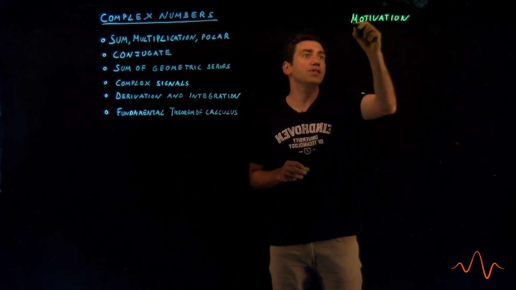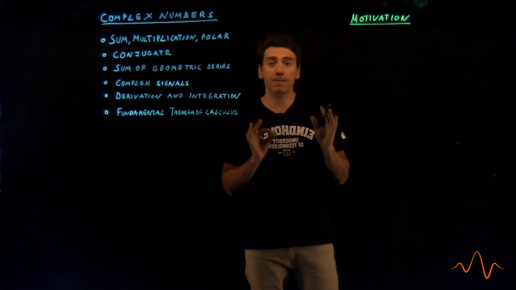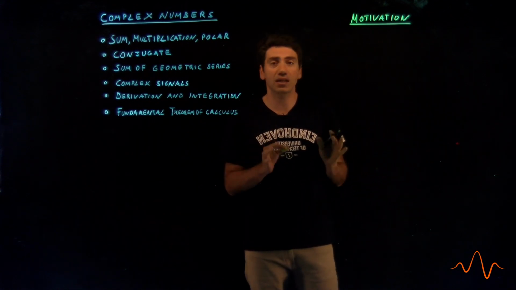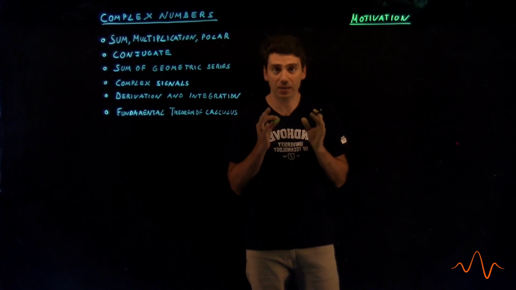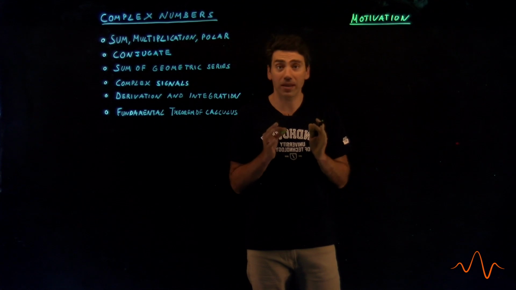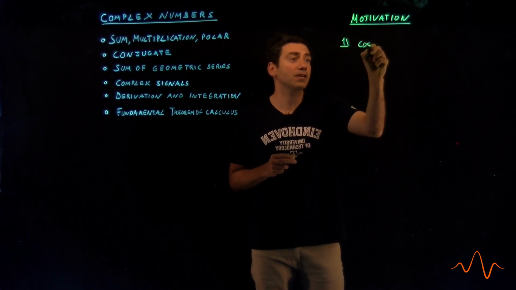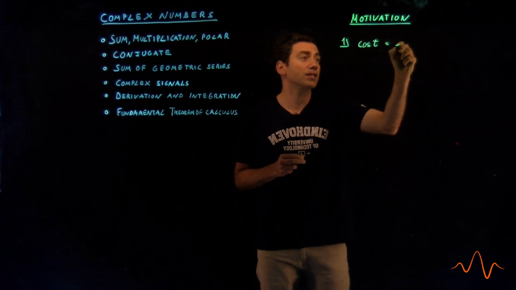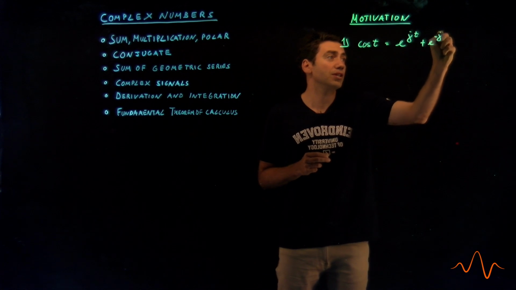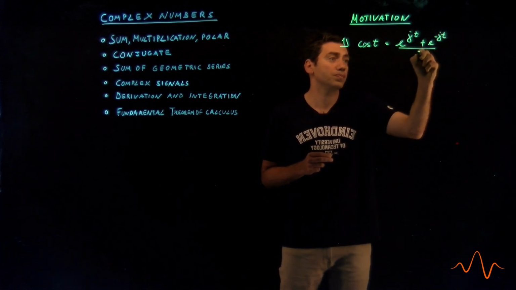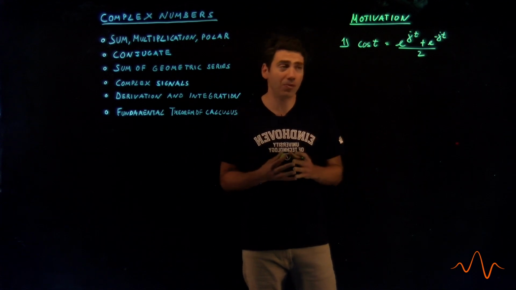And the main motivation to consider complex numbers for signals is that the very important signals, which are cosine of omega t for a given omega and sine of omega t, can be written as the sum of complex exponentials. So if we have, for instance, cosine of t, I can write this as e to the power of jt plus e to the power of minus jt over 2. Now, this formula helps us in many, many ways.